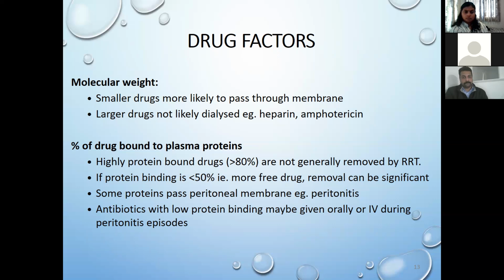It's helpful to note that some proteins may pass the peritoneal membrane when the peritoneal membrane is inflamed, such as in peritonitis. Sometimes we find that drug clearance of protein bound drugs might happen if you're in peritonitis. And antibiotics with low protein binding may be given orally or IV during peritonitis episodes to ensure that you're getting sufficient drug in the right places to treat infection.